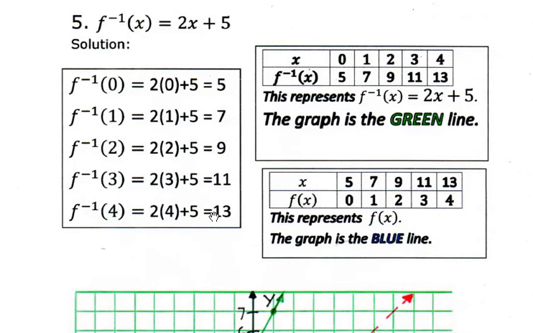Okay, you can pause the video and go over these values, or the process of how to come up with 5, 7, 9, 11, 13. It's so easy. Then the graph is the green line of the inverse function, and the graph of the original function is the blue line. Interchanging the x row and the f inverse of x row and renaming them as x and f of x, we have it here.